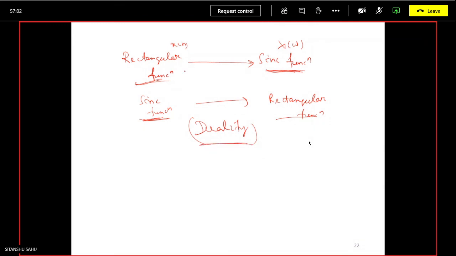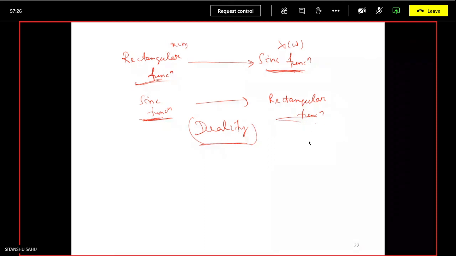So I can go from rectangular to sinc, and if I put the rectangular function in the frequency domain, I'll get the sinc function in the time domain. Are you getting my point? This is called the duality property. I'll come back to it a little later when we discuss the properties of the Fourier transform itself.